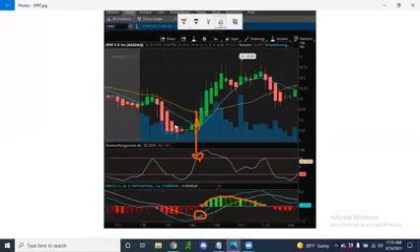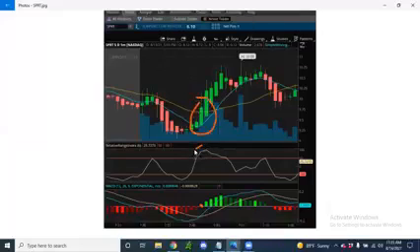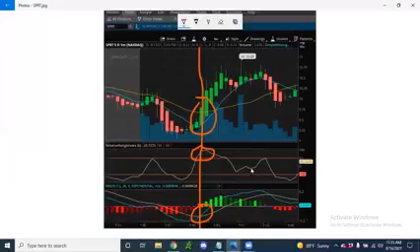We're not looking for just 1 or 2 or even 75% of these indicators. We want all 3. We want the chart, we want the oversold environment, and we want the golden cross. That is the trifecta of a solid entrance. This is when I'm entering in. This is when I'm buying a stock, right here.